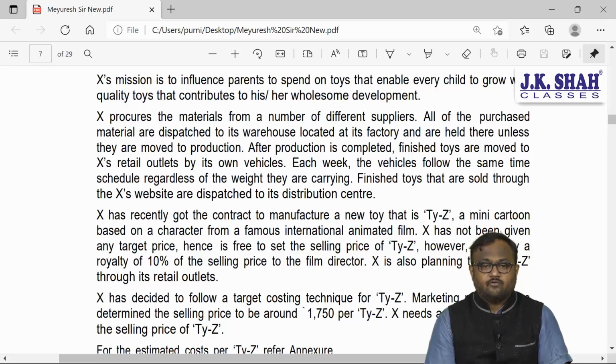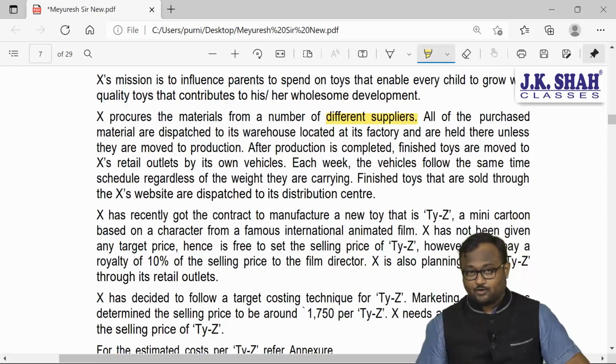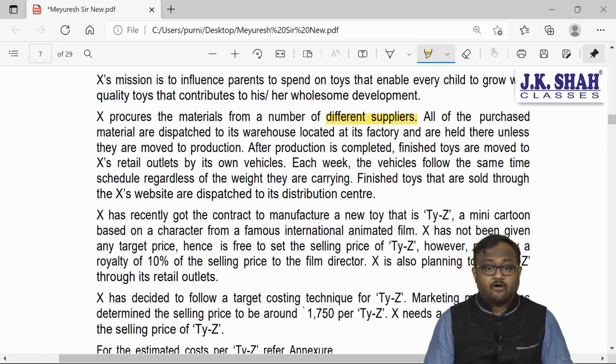X procures the material from a number of different suppliers. Okay, so this might be a problem later on. Because if you are buying material from different suppliers, you never know who's sending you a defective lot, or it will be difficult to trace the source of the defective lot. All the purchased material is dispatched to its warehouse located in the factory and is held there unless it is moved to production. After production is completed, finished toys are moved to X's retail outlets by its own vehicles.